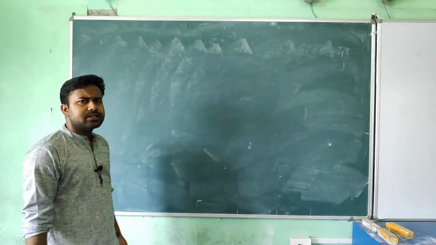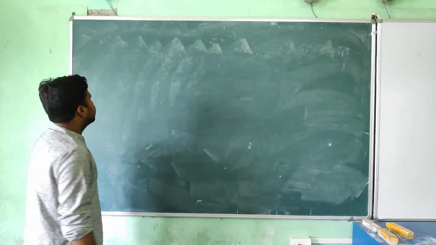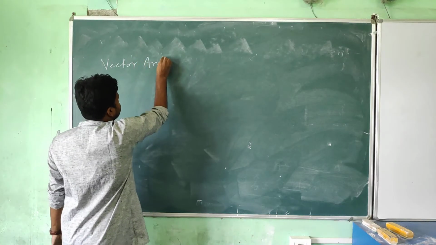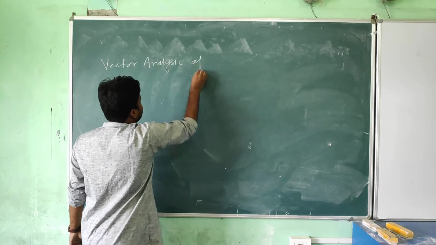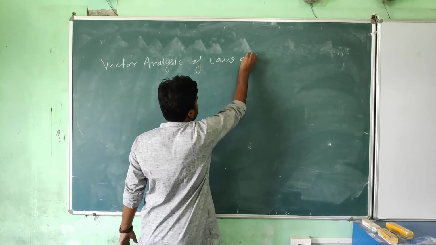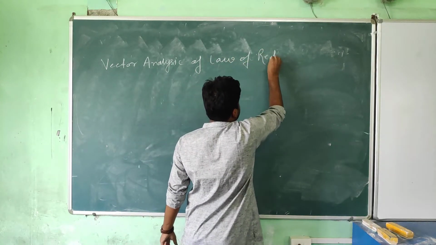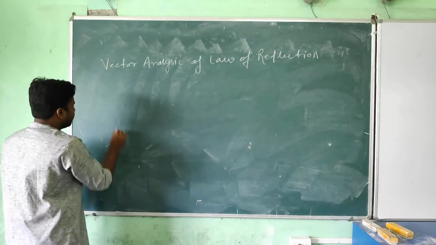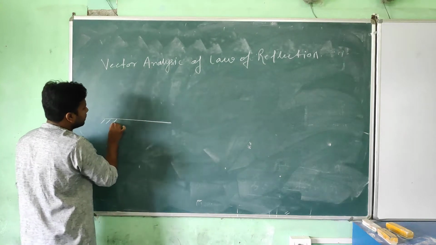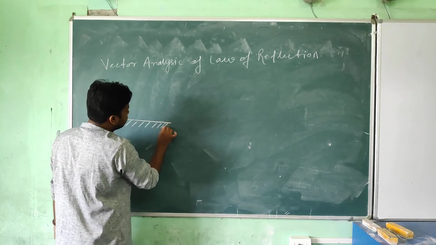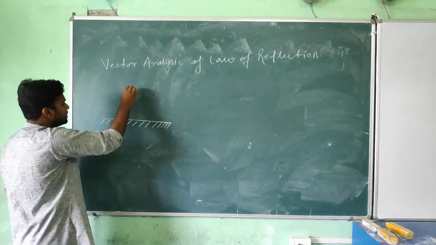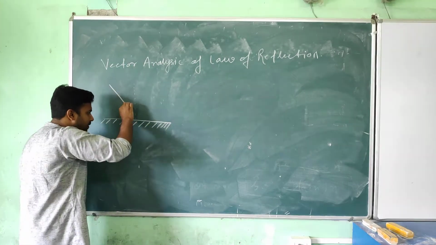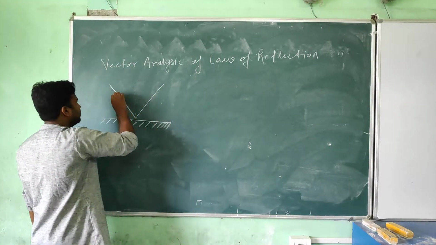Today I am going to discuss vector analysis of laws of reflection. So it's a vector analysis of laws of reflection. Okay student, so what is the laws of reflection? You all know the incident ray, reflected ray and normal drawn at the incident point all lie in the same plane, and the angle of incidence is equal to the angle of reflection. These two laws you all know.